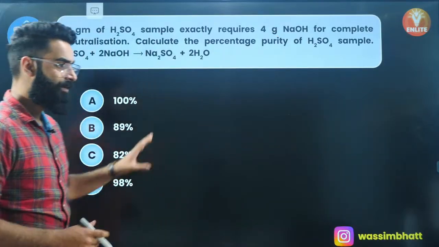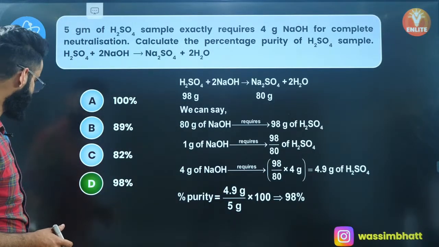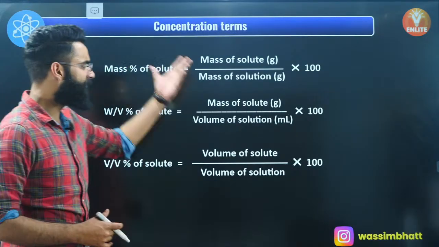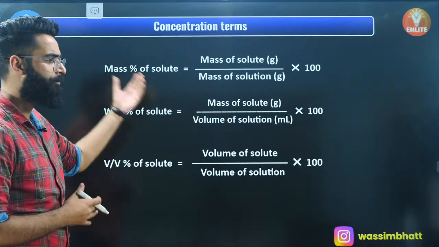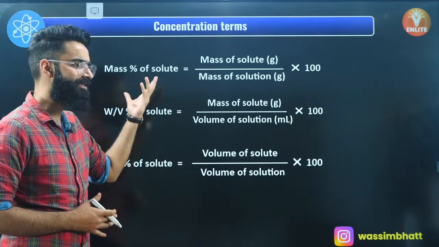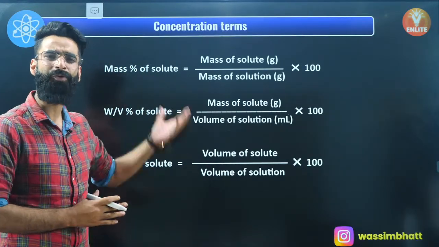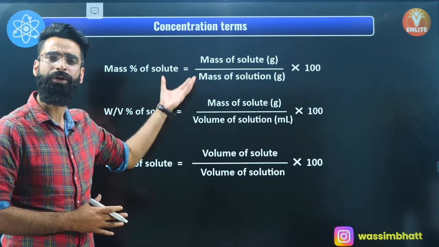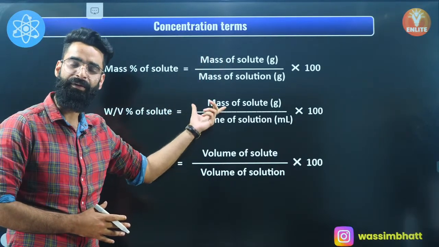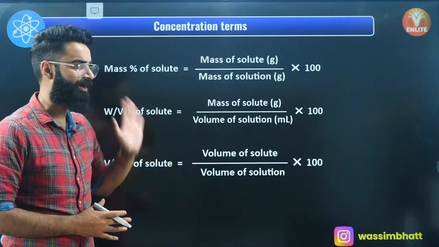I'm sure you're remembering how we solve these sorts of questions, right? Different concentration terms, starting with mass percent of solute, or you call it weight by weight percent of solute. How do we calculate it? It is always equal to mass of solute in grams divided by mass of solution in grams multiplied by 100.